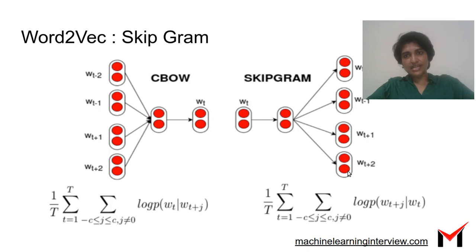So if I take a sentence, let's say, "When Harry met Sally, he said, 'How are you?'" When I take the word Sally, I would try to actually predict the words around it. So basically it'd be Harry met Sally, he said. Those are the words in the context, and I will try to predict the words in the context.